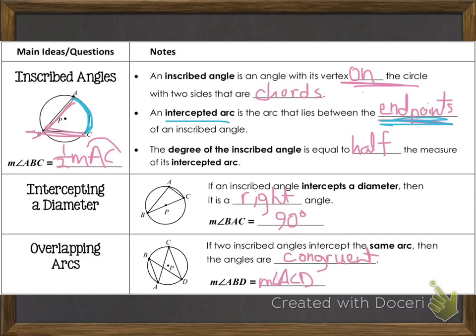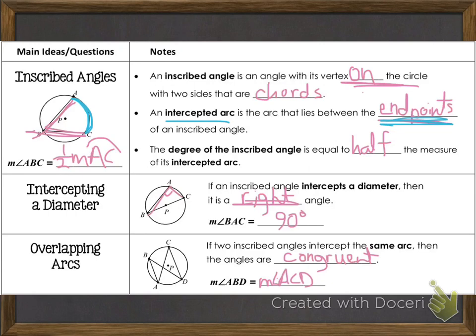Now, what if we are intercepting through a diameter? Essentially a triangle is on the inside. If an inscribed angle intercepts a diameter, then it has a right angle. So right here, it's going to form that 90-degree angle. Angle BAC is going to be 90 degrees.